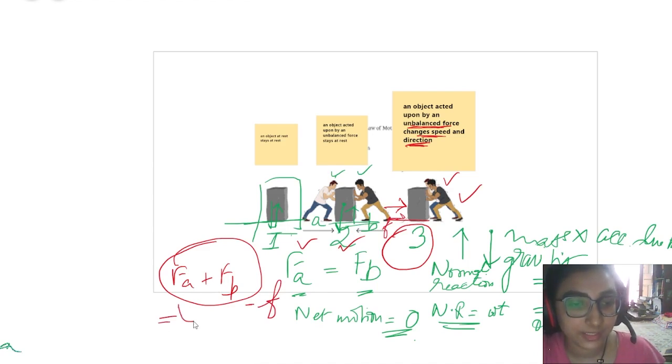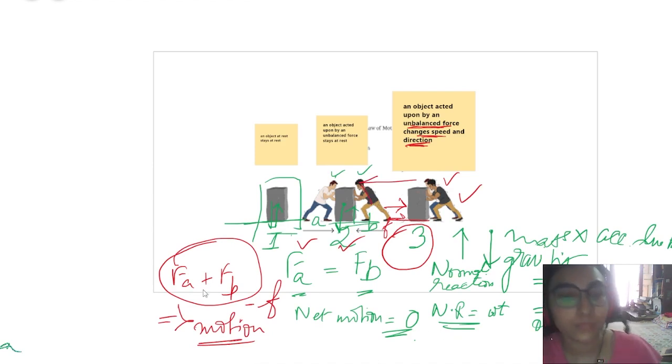This is basically what is causing the motion, right? This will make the stone move in the left direction. So you could understand that whereas the first and the second cases were balanced forces, in the third case, when it became an unbalanced force, it caused motion. Okay.